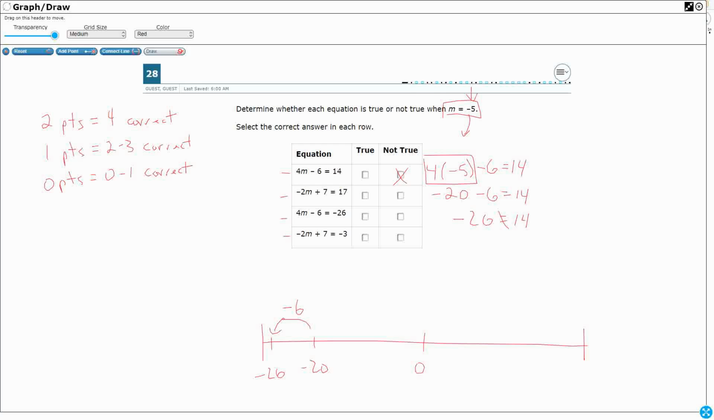Let's look at this next one. So -2m, where m is -5, plus 7 equals 17. I need to take care of this multiplication first, and honestly, we'll be doing that for all of them since they're all set up the same way. We multiply the -5 times whatever the other number is. So 2 times 5 is 10. Two negatives make a positive. So I've got 10 plus 7 equals 17. 17 does equal 17, so that is going to be true.